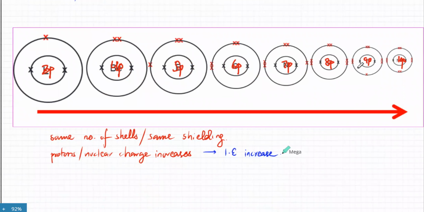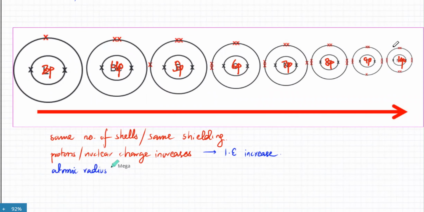Is this point clear? Yes, sir. So the atomic radius or the distance gradually decreases. And remember, it's gradual, it's not an abrupt decrease. Sir, so the size of atom decreases across the period?